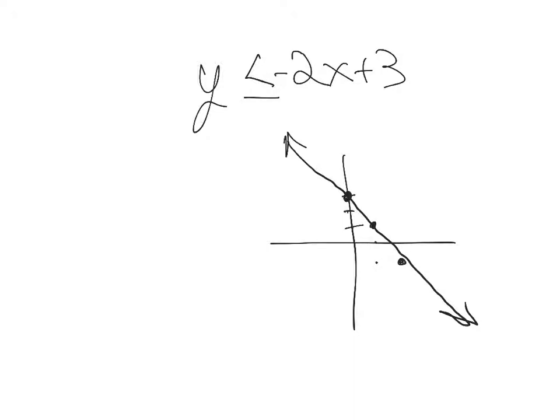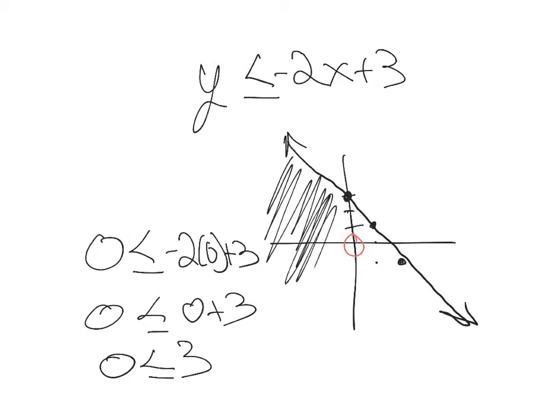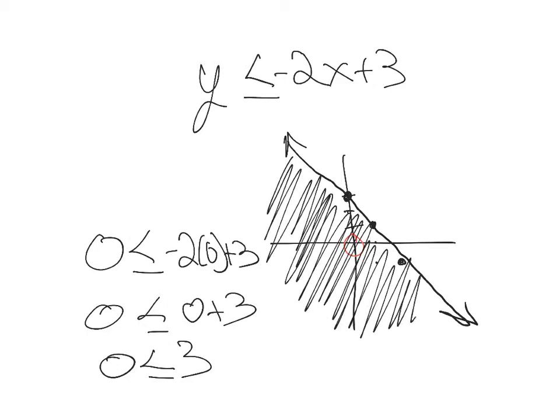Once again, notice we're not going through the origin, so we can use the origin. 0 is less than or equal to negative 2 times 0 plus 3. Negative 2 times 0 is 0, so 0 is less than or equal to 0 plus 3. 0 is less than or equal to 3. That's true. So because that's true, we can shade in this side of our graph.